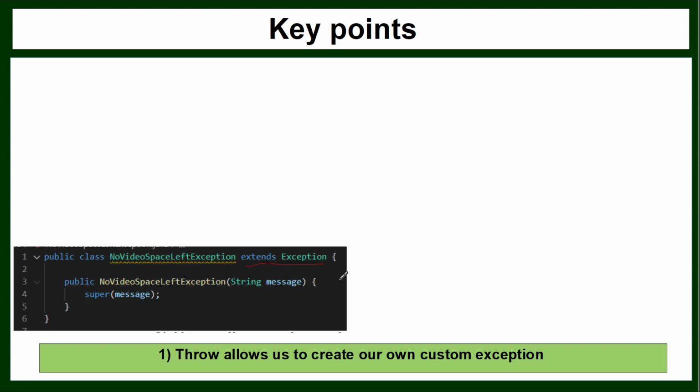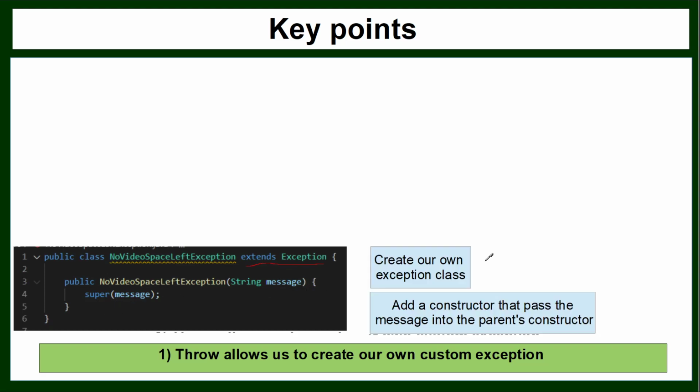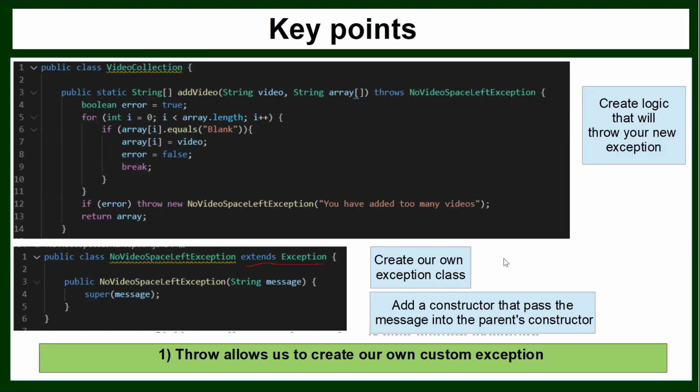If you want to learn a bit more about that, I would suggest you go onto my playlist and look at inheritance. And then I've just added a constructor here, and it takes the message from the constructor and puts it into the parent constructor. So I've now created my own custom exception. Then I need to create logic that will throw my new exception. What I'll do here is I've created a method here, and it has two values being passed through, video and an array.